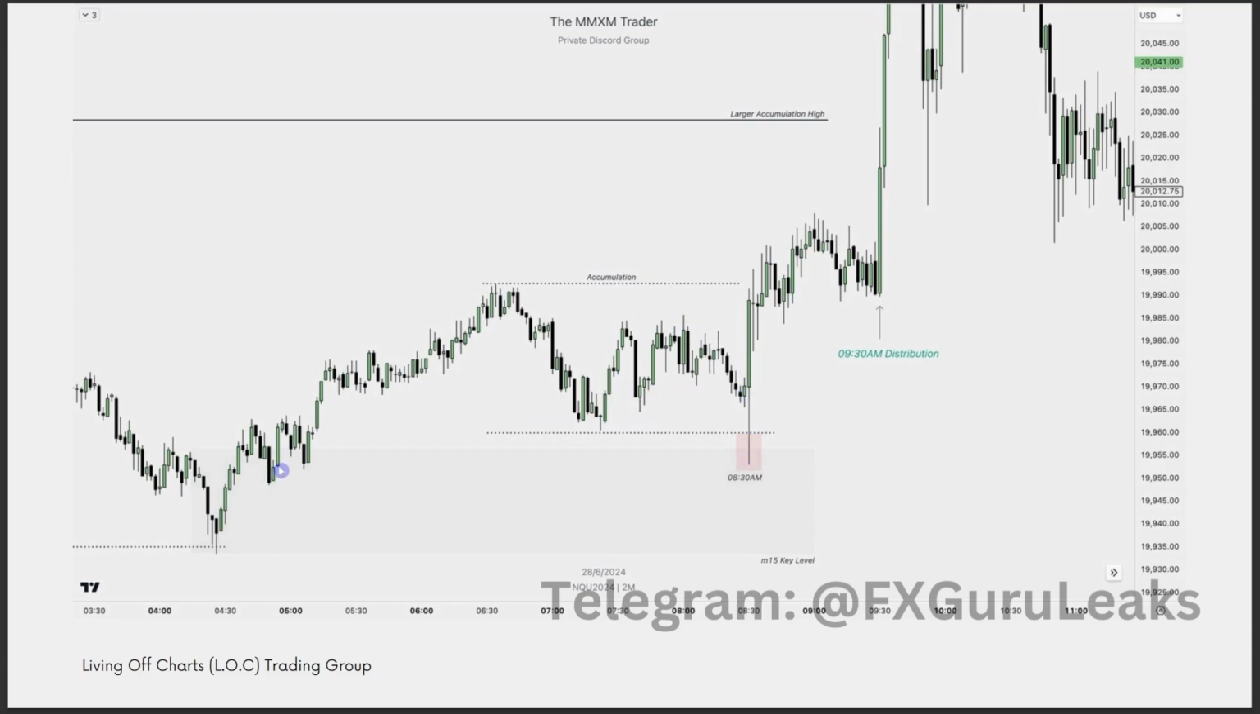We had that 15-minute order block, and this is obviously a 2-minute chart. So this is a lower time frame than the 15-minute. And we're using again a key level to find our accumulation, then manipulation into that key level. And notice how the accumulation again is just above that key level. Then at the right time, we manipulate down lower, then a reversal into an expansion, and then we can see over here 9:30 distributes higher into that larger accumulation high.